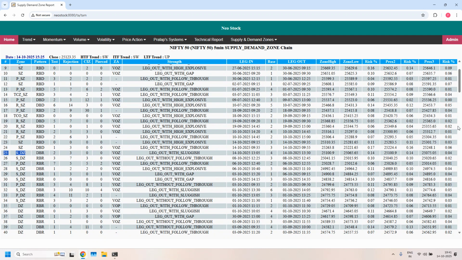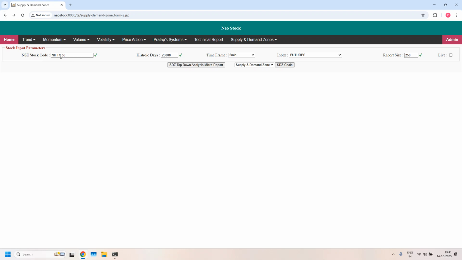Okay. So this is NIFTY supply demand zone chain report generation. Next, I will generate BANKNIFTY supply demand zone chain. Going back, changing the name to NIFTY Bank. That is nothing but BANKNIFTY. Generating monthly supply demand zone chain for BANKNIFTY.